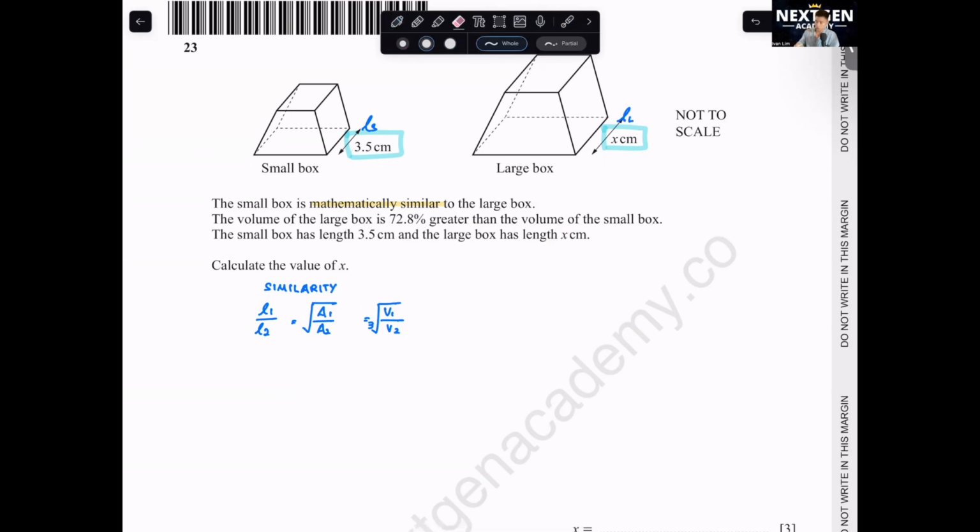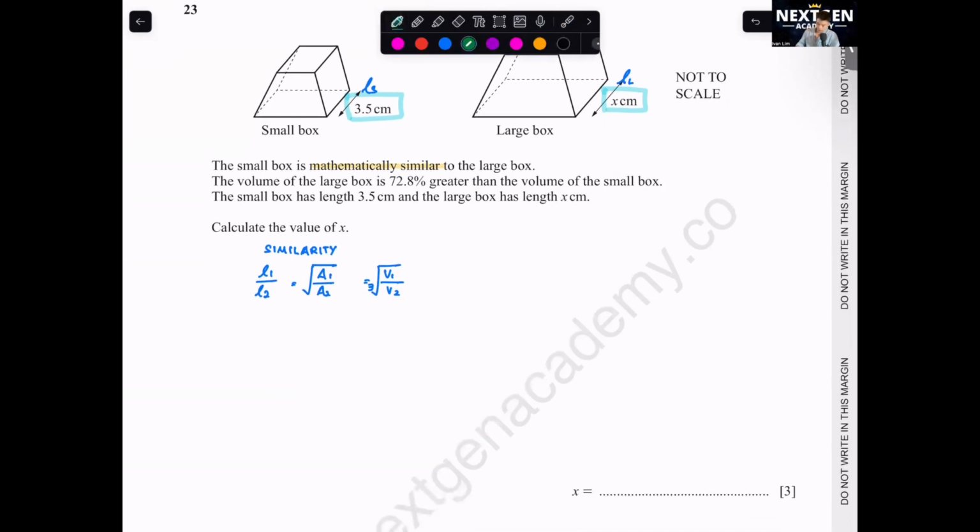How do we write the volume over here? This is how I will express it. We have volume of small equals 100%. Then volume of the large one will be 172.8%. This is how we compare. The length of the small one will be 3.5. The length of the large one, I don't know what it is, x. Everyone understand this part first? Now the volume, we don't have a value, but we can express it in terms of percentage.